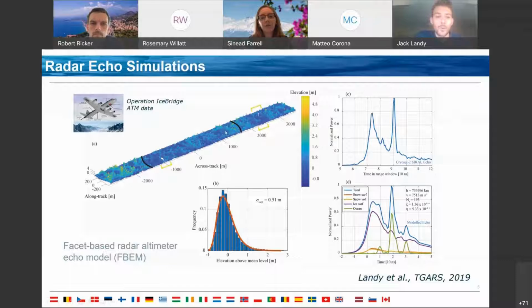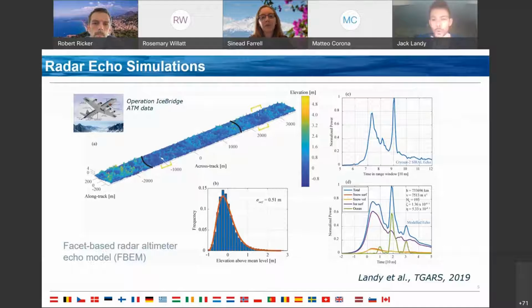So for example, here we've got some Operation IceBridge laser scanner data. This is a SAR footprint where we have a coincident CryoSat-2 echo. And in the bottom right, we have our modeled echo in blue. And then we've split the contributions, estimated the contributions from different scatterers within the footprint: the snow-ice interface roughness, the snow surface and the snow volume scattering, and reflections from leads.